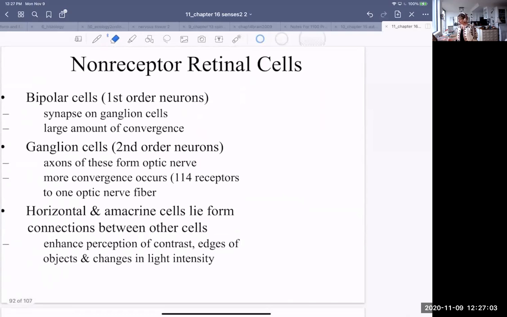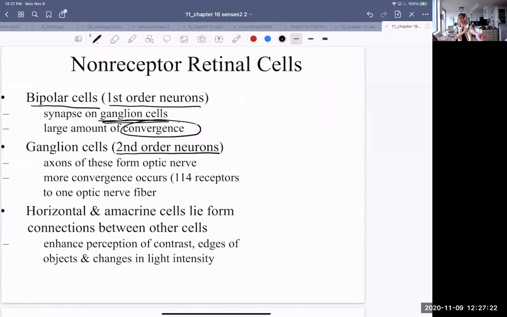There are cells that are non-receptor cells that we talked about. They are bipolar cells that are first order neurons. They synapse on the ganglion cells, which are second order. And there's a whole lot of convergence between the bipolar and the ganglion cells. So the axons of the ganglion cells form an optic nerve, and there's more convergence.